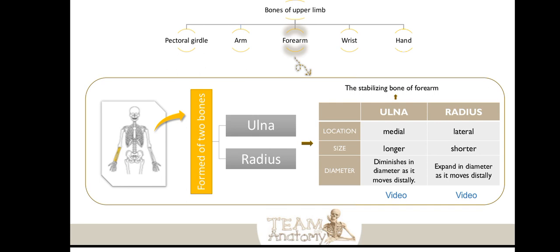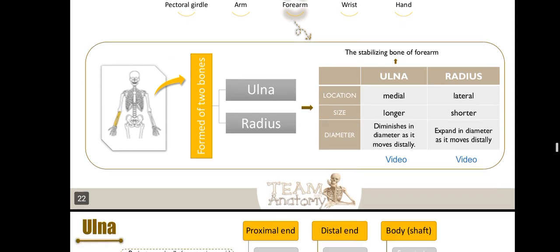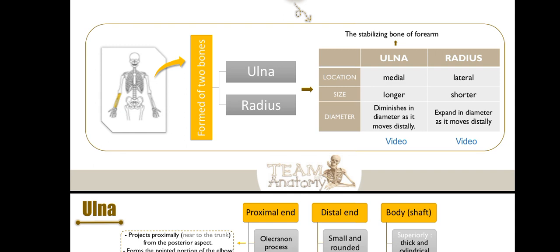The forearm is formed by two bones. Ulna is medial. Radius is lateral. That's the first thing you're supposed to know, okay? Now they said the size, the ulna is longer. The radius is shorter. That's why the ulna has the radial tuberosity, because the ulna is like, okay, my guy, you are so short, so let me support you, okay? So the tall supports the short, okay?